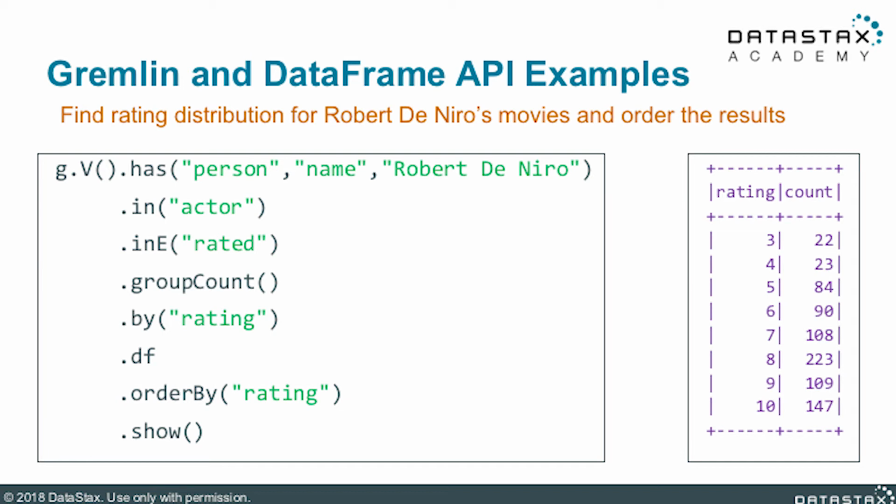As before, we find the person vertex for Robert De Niro, traverse incoming actor edges to his movies, and get to rating edges so that we can retrieve movie ratings. We then compute the rating distribution for all Robert De Niro's movies. Finally, we order the resulting data frame by its rating column and output the result. Notice the df method that is used to convert a DSE graph traversal object to a data frame object. We can omit it in Scala and Spark shell as the conversion happens implicitly. However, it can also be convenient to keep for better readability and easier distinction between Gremlin and DataFrame APIs.